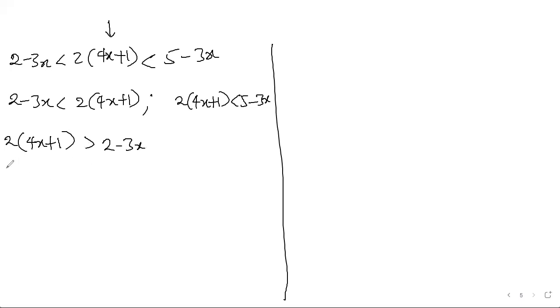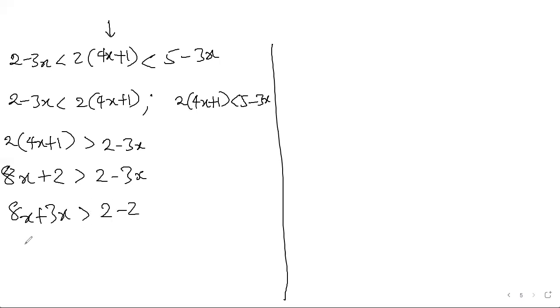Then I can solve this, or expand. It'll give me 8x plus 2 greater than 2 minus 3x. Then collect like terms: 8x plus 3x is greater than 2 minus 2. So 11x greater than 0. So x will be greater than 0 over 11. That means x is greater than 0. That's the solution to the first part.